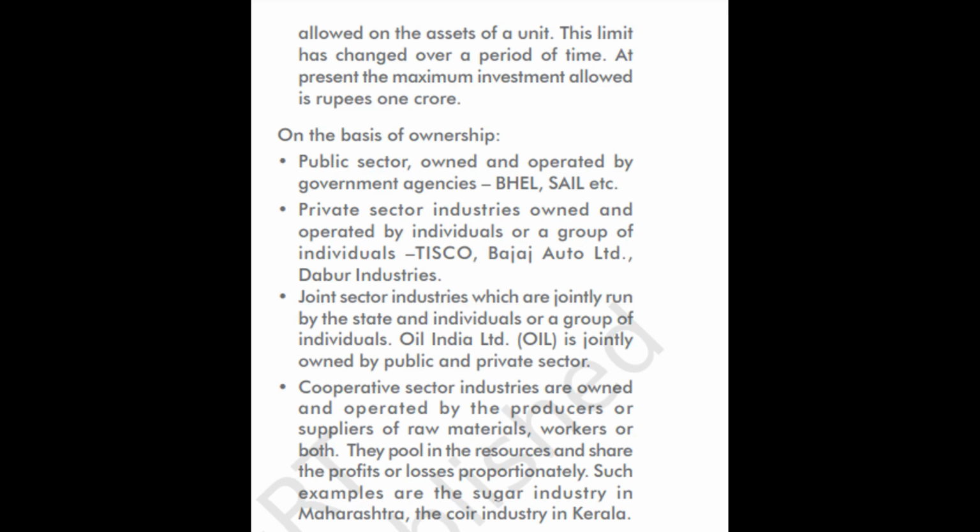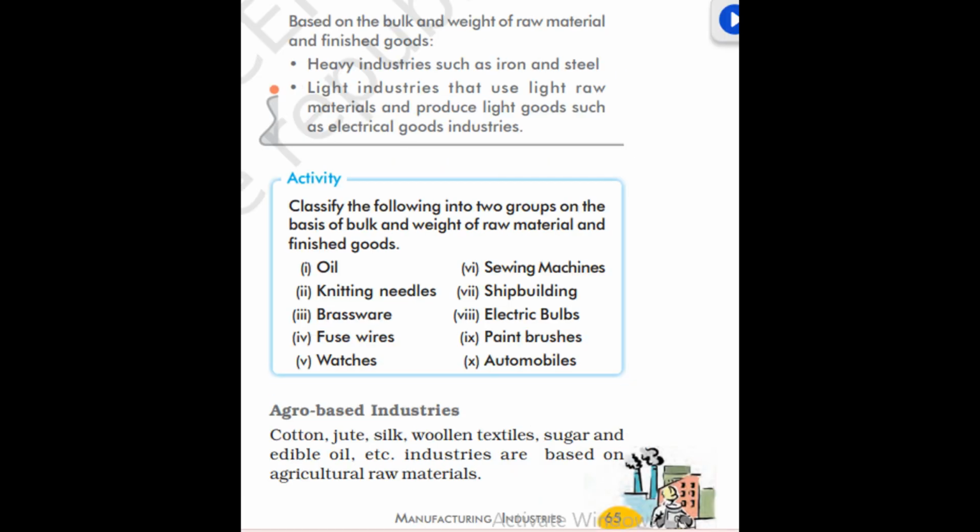Cooperative sector industries are owned and operated by the producers or suppliers of raw materials, workers, or both. They pool in the resources and share the profits or losses proportionately. Such examples are the sugar industry in Maharashtra and the coir industry in Kerala. Based on the bulk and weight of raw material and finished goods, there are heavy industries such as iron and steel; and light industries that use light raw materials and produce light goods, such as electrical goods industries.